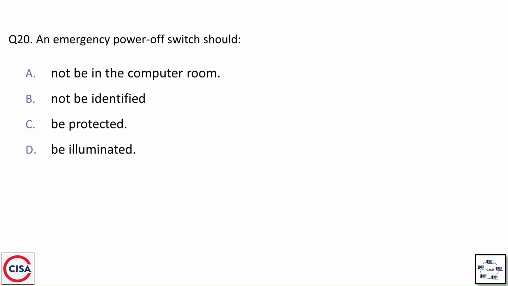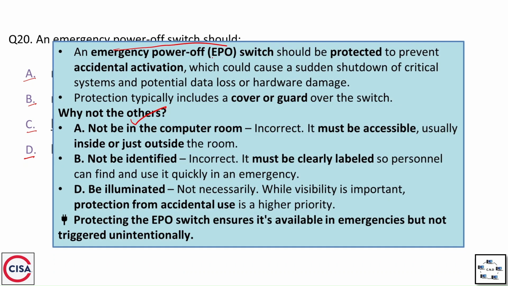Question number 20. An emergency power off switch should: option A, not be in the computer room. Option B, not be identified. Option C, be protected. And option D, be illuminated. And the correct option is option C, be protected. An emergency power off, that is EPO switch, should be protected to prevent accidental activation which could cause a sudden shutdown of critical systems and potential data loss or hardware damage. Protection typically includes a cover or guard over the switch.